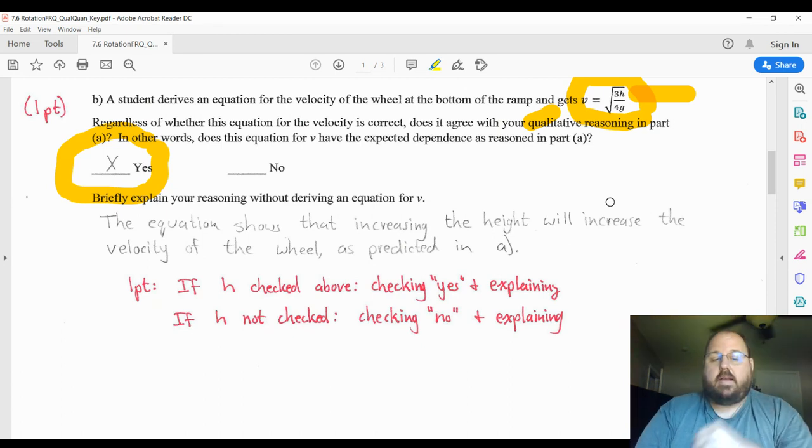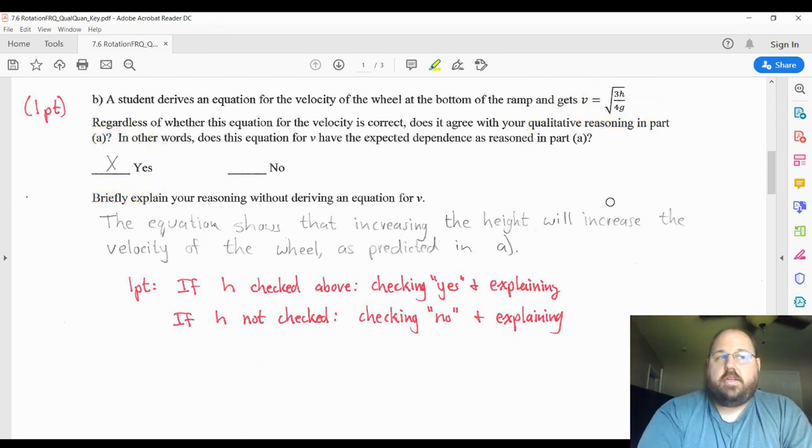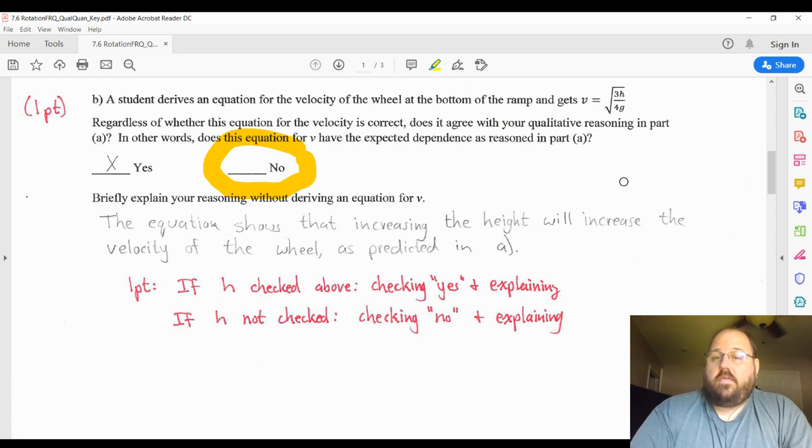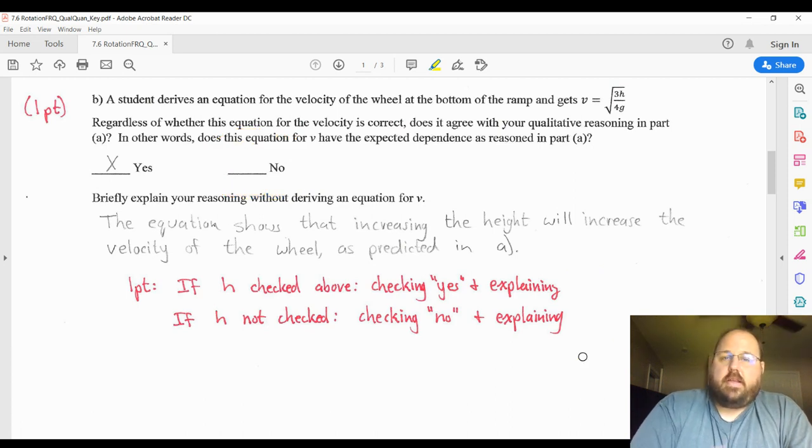Now, if you did not check H in part A, then you could still get full credit for this. Your answer would be no, and you would just have the inverse reasoning. This equation says increasing height makes velocity bigger, but your incorrect reasoning in A said differently. So your answer to A will determine which of those you look at. Increasing the height in this equation does increase the velocity, so does that agree with your answer to part A? If your answer to part A was height increases the velocity, you should have checked yes. If not, you should have checked no.